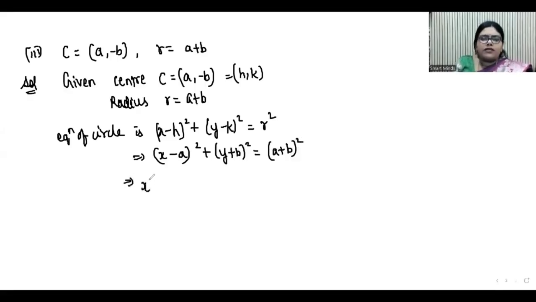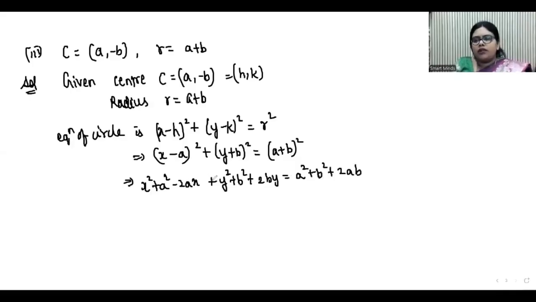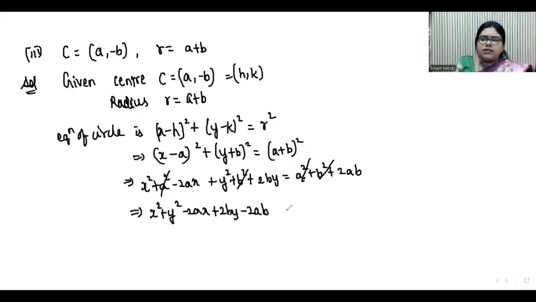Now open the brackets. X square plus a square minus 2ax plus y square plus b square plus 2by is equal to a square plus b square plus 2ab. Both the sides, whatever is same, we can cancel them. A square, B square cancel. Now take that 2ab this side, we will get x square plus y square minus 2ax plus 2by minus 2ab is equal to 0. This is the final answer.